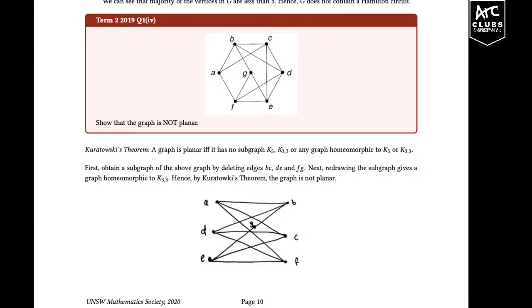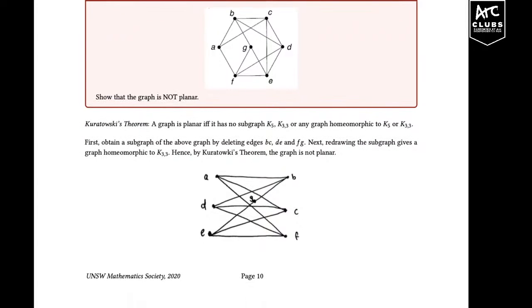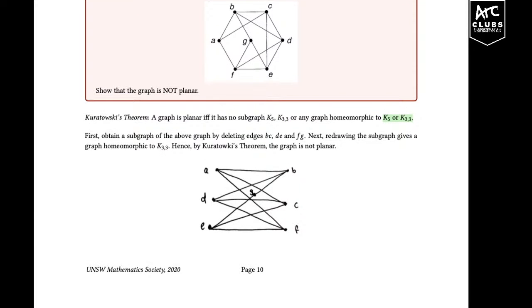You learned a theorem called Kuratowski's theorem, which states that a graph is planar if and only if it has no subgraph K5, which is your complete graph with 5 vertices, K3,3, which is your complete bipartite graph with 3 vertices in each disjoint set, or any graph that's homeomorphic to either of these 2 graphs. A homeomorphic graph, by definition, is obtained by just adding vertices of degree 2 onto your existing edges. I think you do cover that in your lectures, but just remember that definition there.